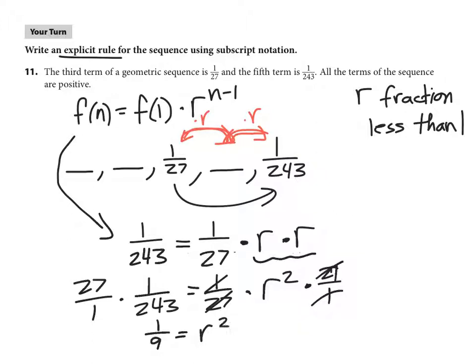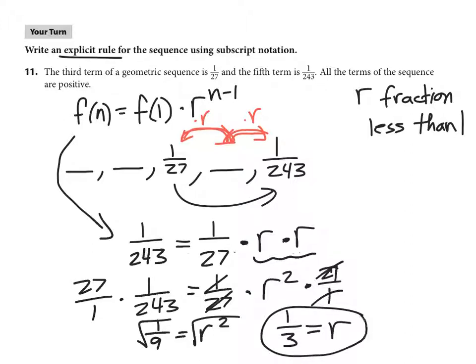So 1/9 equals r squared. Later on we're going to learn this too, but how do you get rid of a square? You take the square root. What's the square root of 1? 1. What's the square root of 9? 3. So my r is 1/3. Think about it this way: if I multiply by 1/3 here, that gives me 1 over 81. If I multiply that by 1/3, guess what I get? That. So that tells me my r is right.